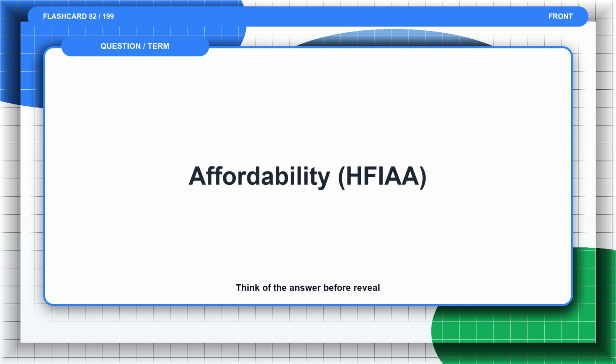Flashcard 82. Affordability HFIA. Pause and think of the answer before the reveal.